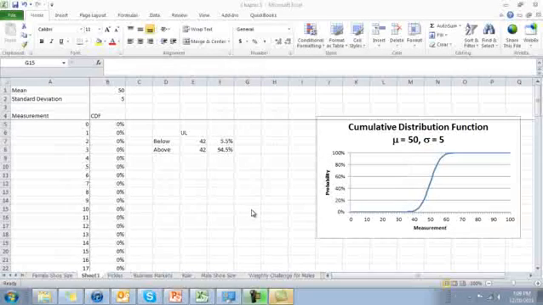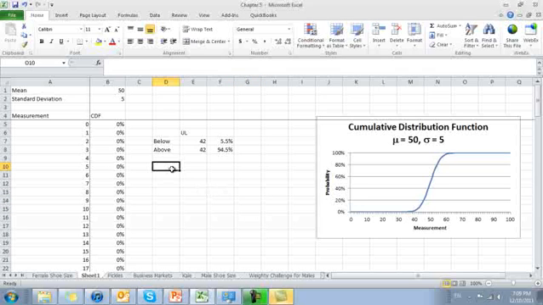Now, what if we want to find the probability of being between 2 points? So suppose I have an upper limit and a lower limit, and I have some interval. Let's say the interval is between 55 and 45. I want to find the probability of finding a measurement between 45 and 55. To do this, I am literally going to take the difference of the cumulative distribution function at the upper limit and the lower limit.